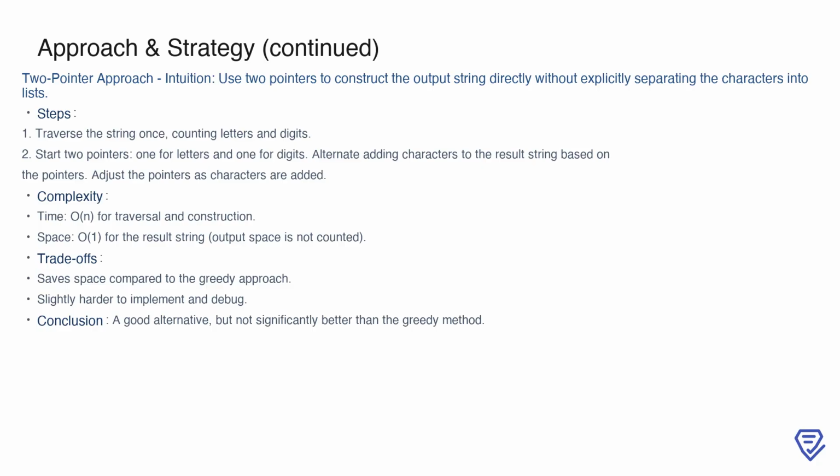This method saves space compared to the greedy approach since it doesn't require intermediate lists, making its space complexity O(1), aside from the output string, which isn't counted. The time complexity remains O(n) for traversal and construction. However, this approach can be slightly harder to implement and debug due to the need for careful pointer management.